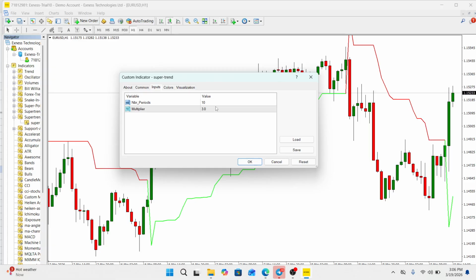ATR periods defines the look-back period used in the calculation, influencing how quickly the supertrend reacts to changes in price. The multiplier determines how far the line is offset from price based on volatility, often using ATR, with higher values creating a wider buffer and fewer flips, and lower values making the line more sensitive and closer to price.